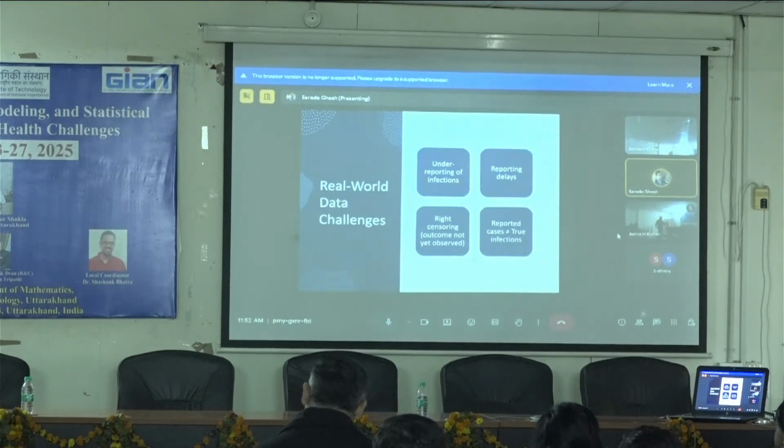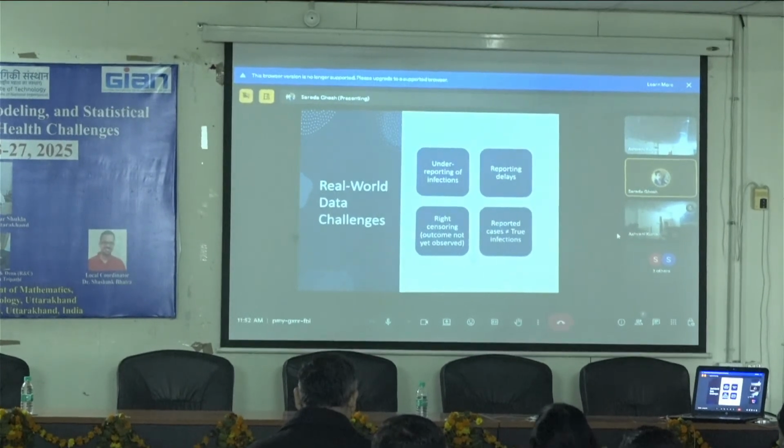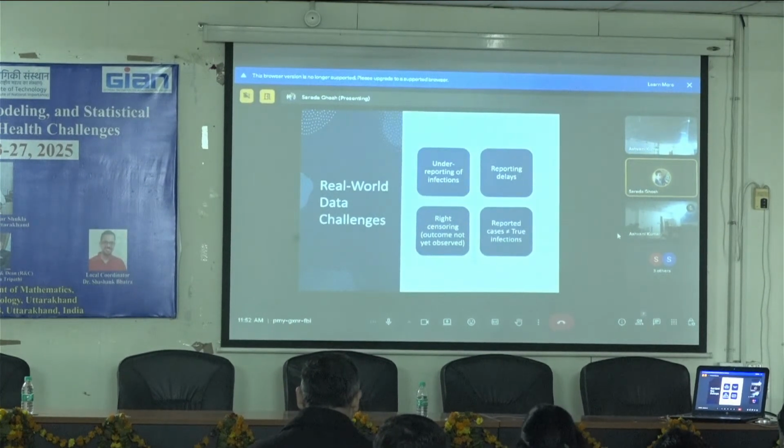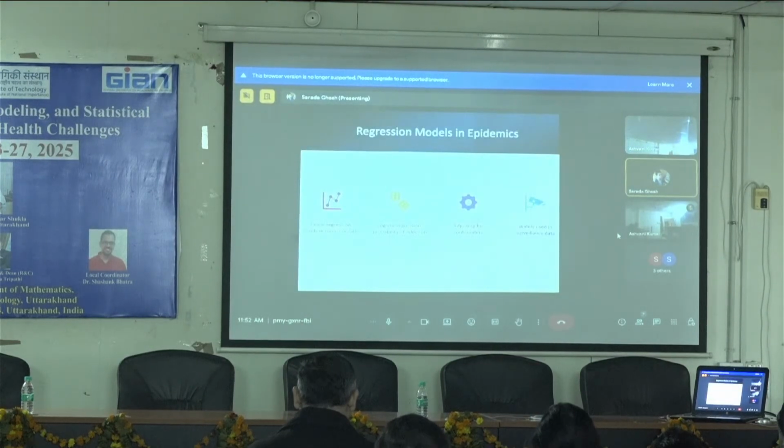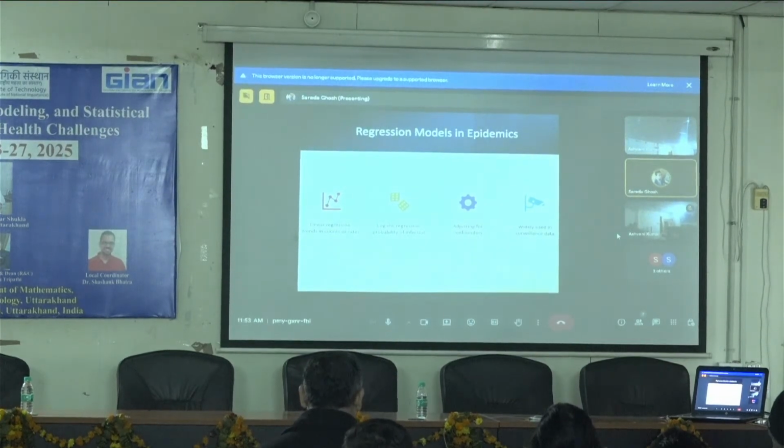Sometimes the reported cases and the true infections are not equal. Actually, we cannot anticipate the cases due to some uncertain reasons. So in those cases, we can't predict how many people are actually affected, how many survived, or how many died, or any other situation. So in these cases, in statistics we sometimes introduce regression models in epidemics.